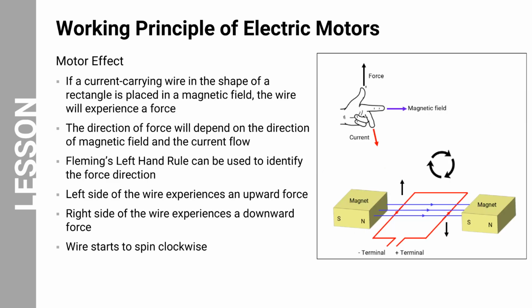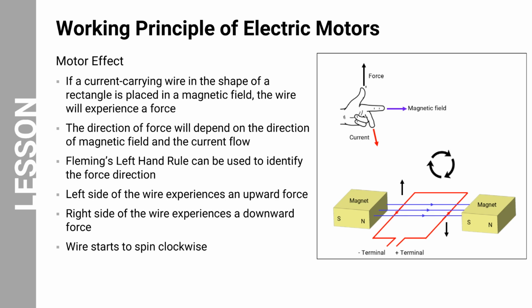Now let us talk about the working principle of electric motors. The working relies on the motor effect, which occurs when a current-carrying wire in the shape of a rectangle is placed in a magnetic field. The wire experiences a force, and the direction of this force depends on the direction of the magnetic field and the current flow. Fleming's left-hand rule can be used to identify the direction of force.